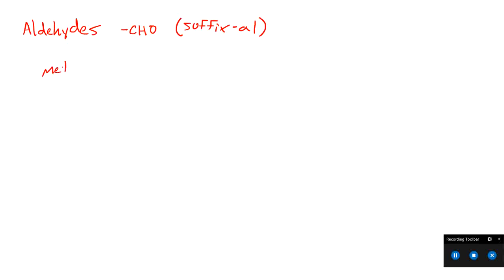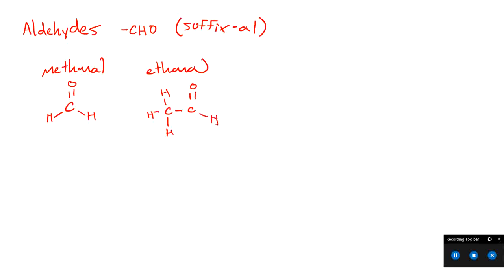For example, methanal is C double bond O with a hydrogen on either side. Ethanal, we have our initial carbon, then we have our carbon with double bond O, and make sure if there's a hydrogen there with a double bond O, it's an aldehyde. If this is an OH, then we have our carboxylic acid again.